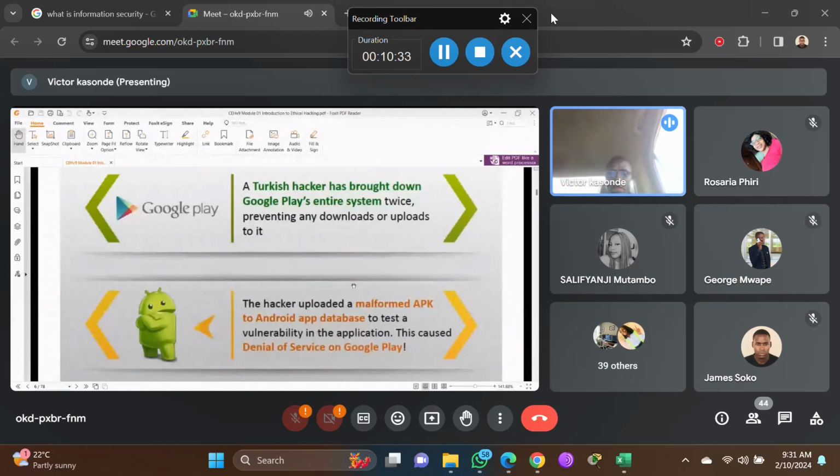So immediately when the vulnerability has been exploited, these people failed to start downloading. They failed to start uploading things, meaning the service has been denied. Hence the word denial of service.